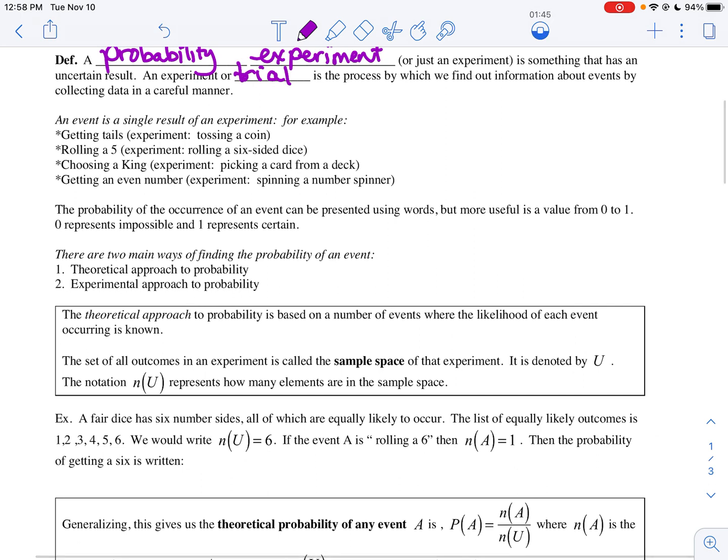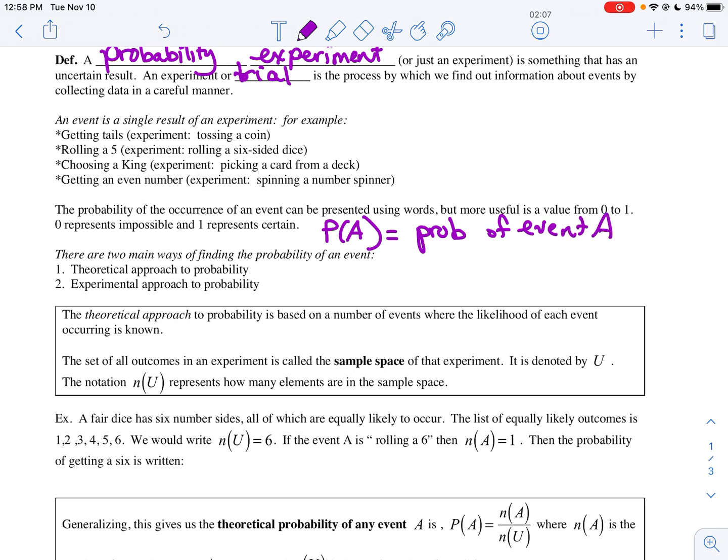The probability of the occurrence of an event can be presented using words, but more useful is a value from 0 to 1. 0 represents impossible and 1 represents certain. We would write P of A to represent the probability of event A occurring. And so we would say that the probability of event A occurring has a value between 0 and 1. There are two main ways of finding the probability of an event: theoretical and experimental.